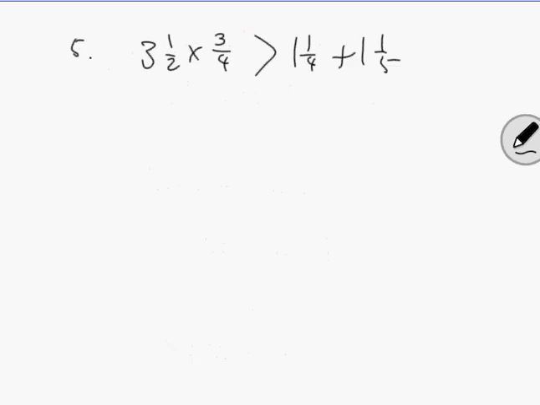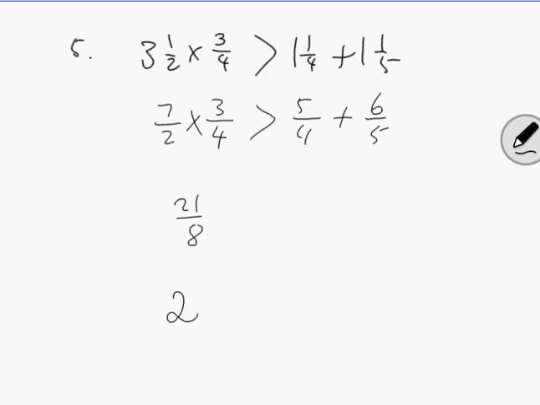Question 5 says 3.5 times 3/4 is greater than the sum of 1 1/4 plus 1 1/5. When we multiply mixed fractions, we want to always think of them as being improper. So I'm just going to rewrite this whole question so it's easier to think about. I didn't do any work yet, I just changed all my mixed fractions to improper. Over here, I'm going to multiply my numerators and multiply my denominators. I get 21/8, which is going to work out to 2, that's 16/8, and 5/8. So that's what this side works out to be.